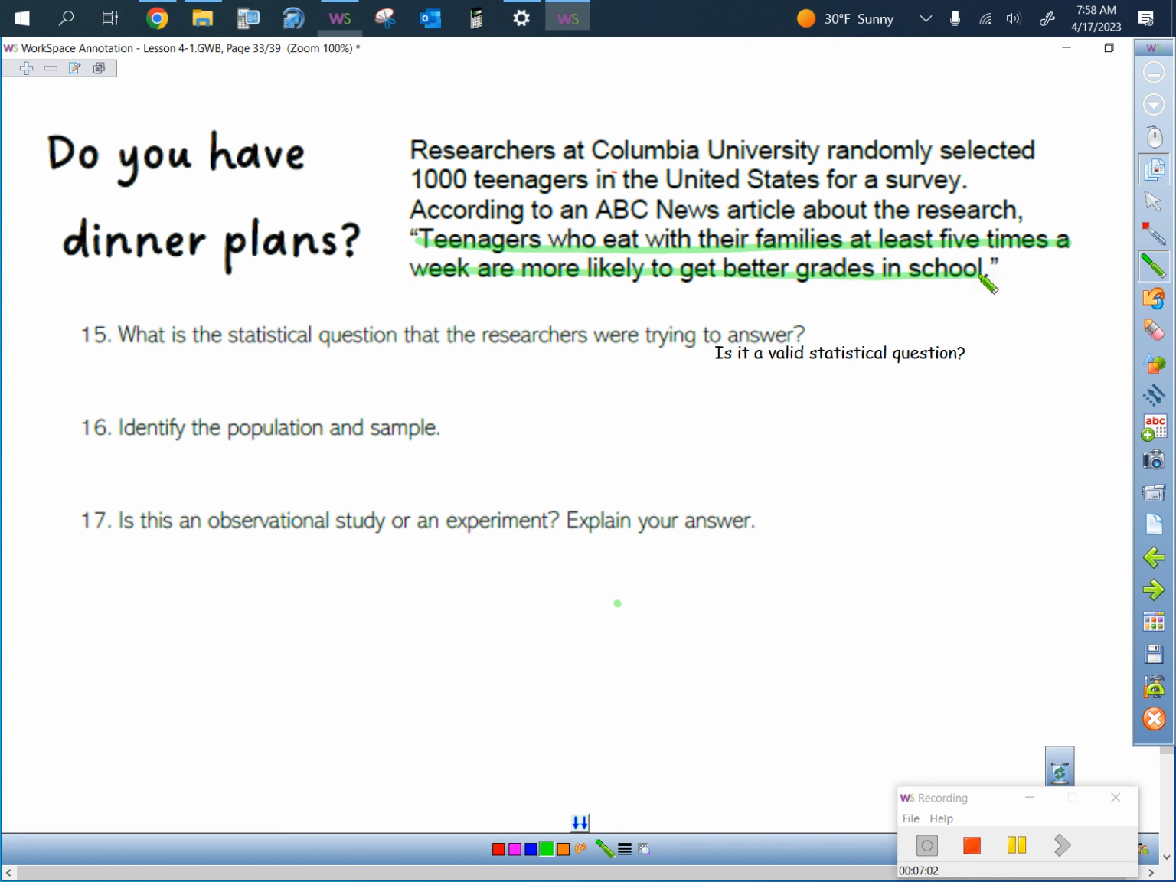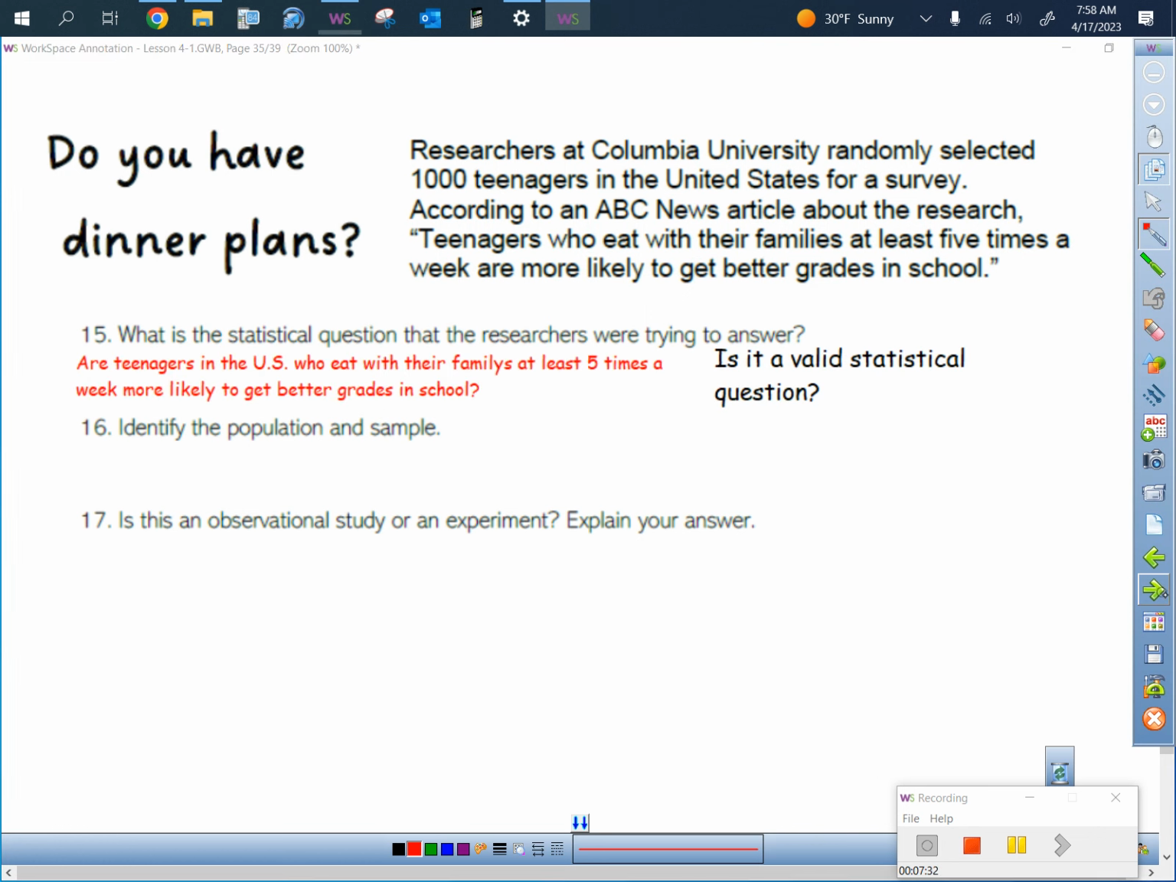So why don't you put the word "are" in front of it? And that's the whole statistical question. Instead of rewriting that whole thing down, the real statistical question is, are teenagers who eat with their families at least 5 times a week more likely to get better grades in school? That's what they want to know. So there's the statistical question. It's just like "are" is the word in front instead of writing it all down.